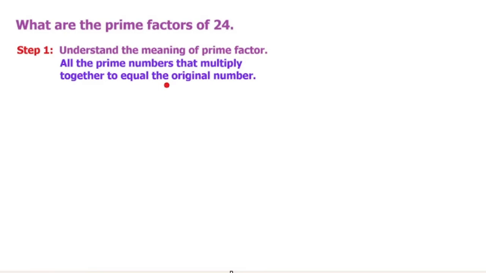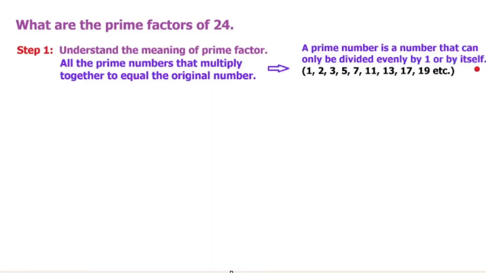So for 24, we need to find all the prime numbers that multiply together to give the original number. So what is a prime number? A prime number is a number that can only be divided evenly by 1 or by itself. And here are some examples of prime numbers. There's 1, 2, 3, 5, 7, 11, 13, 17, 19. They all have in common that they can only be divided by 1 or by the number itself.